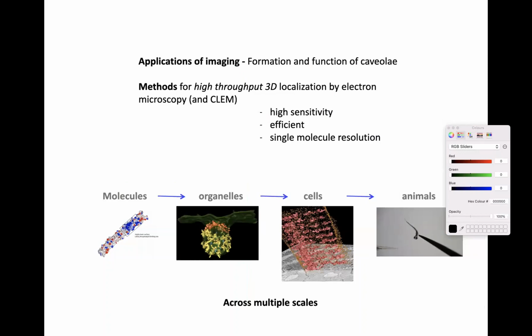I'm going to describe what they are, and then I'm going to talk about how we've studied them. And then I'm going to, at the end, for the second half of the talk, mention some of the methods that we've developed or more correctly adapted for high throughput 3D localization by electron microscopy and how that correlates also with light microscopy. What we try and do in the lab is to really go from molecules, including atomic structures, to organelles, to cells, and then into animal models as well. So the methods we use have to be useful across these multiple scales.